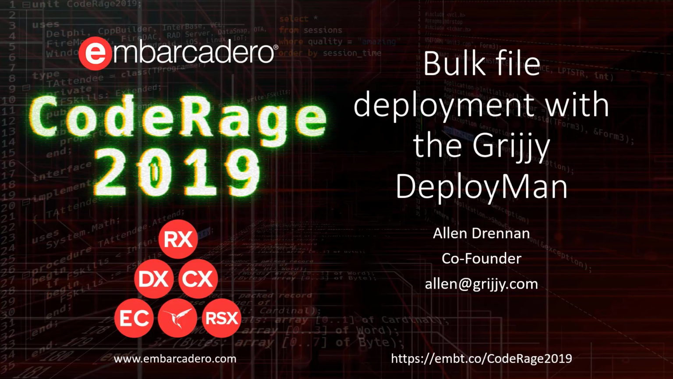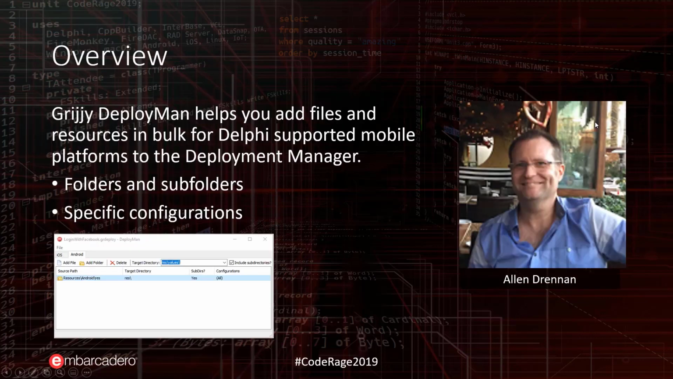Welcome to this CodeRage 2019 session on using the free Grijjy Deployment tool to bulk load files and resources into the Deployment Manager in Delphi for mobile applications. The tool helps you add files and resources in bulk for Delphi-supported mobile platforms into the Deployment Manager. You can specify individual folders and include subfolders and subdirectories, as well as indicate specific configurations within Delphi that you want to include.